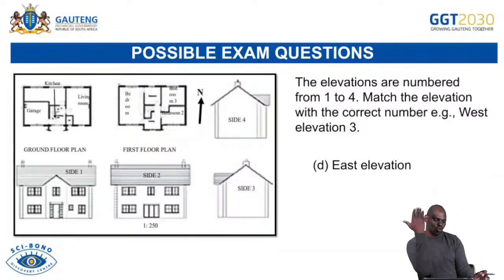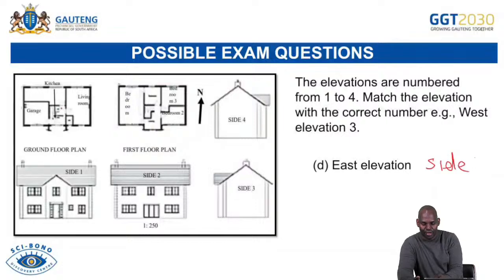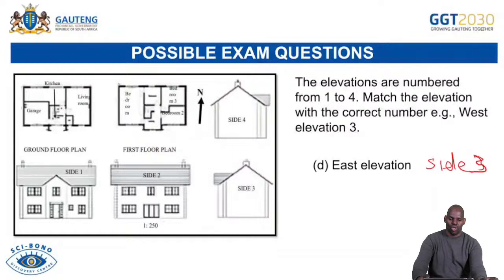Okay, and then we've got the east elevation, of course, which is the last one. With the east elevation, obviously we'll be facing in this direction. You'll be facing this direction, so the veranda will be just a little bit on your left hand side. So that will be side 3. Okay, so those are the answers to this question.